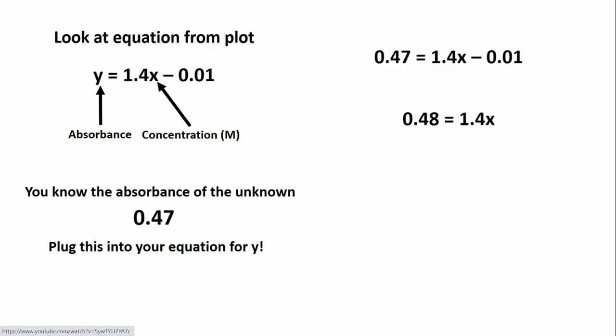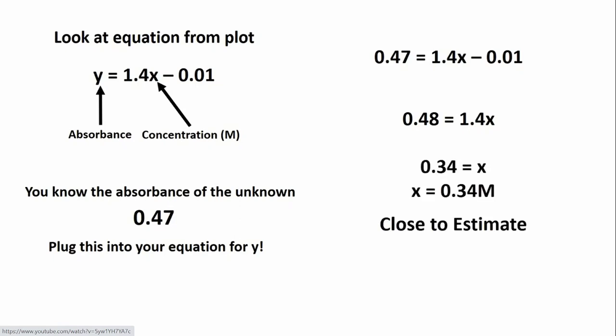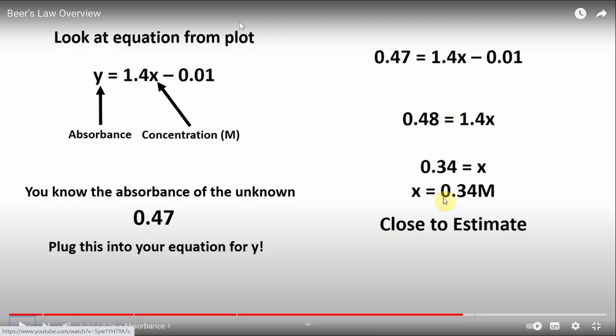I set it equal to 0.47, and I isolate for my x term. So move everything around, get the x by itself. I get a 0.34 molarity solution, which is really close to my estimate. But this is a much more accurate way to get that concentration. So on the AP exam, if they give you the equation, you can use the equation. If they do not give you the equation, you can read it off. If they give you both, you can choose.